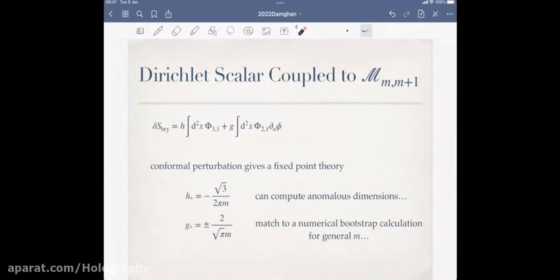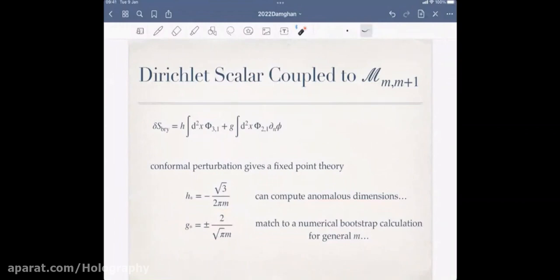you can quickly establish that there's a fixed point in conformal perturbation theory where you have control over the endpoint, where the coupling H star has this expansion in 1 over M. It remains quite small in the large M limit, and similarly for G star, and you can go further and you can compute anomalous dimensions.